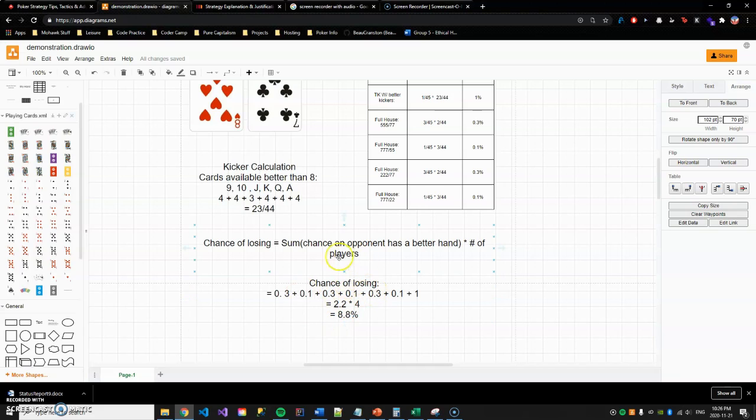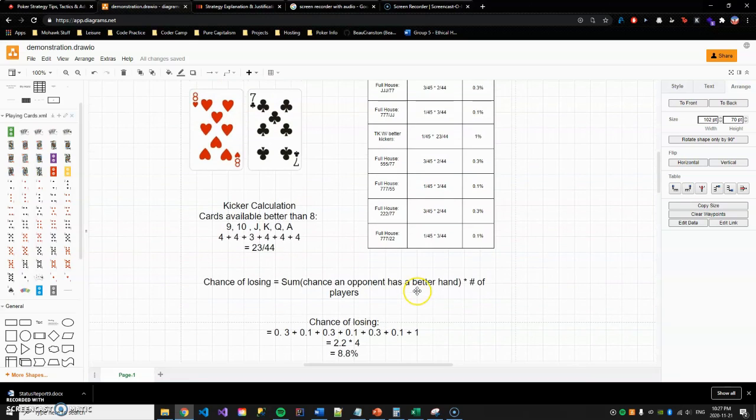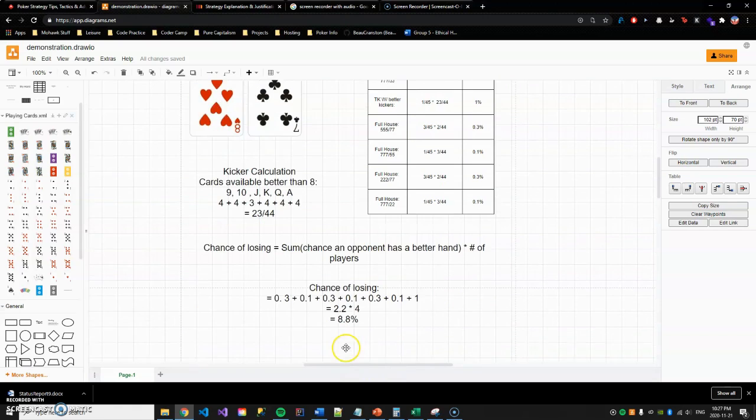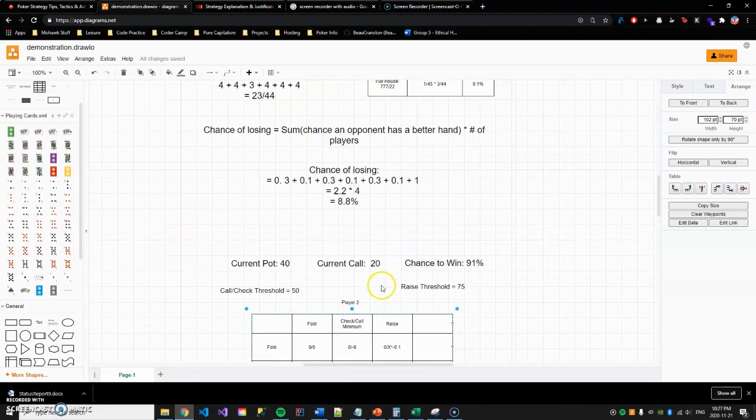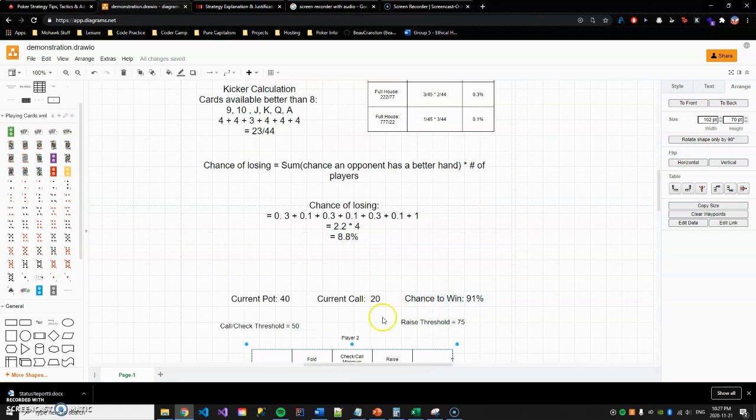So the equation is the sum of the chance an opponent has a better hand times the number of players. The reason why we multiply by the number of players is because any given player can actually have any of these hands. So if we're playing with 4 players, we're going to multiply by 4. So the percent chance we have of losing is 8.8. So with that, we have our chance to win, which is 91.